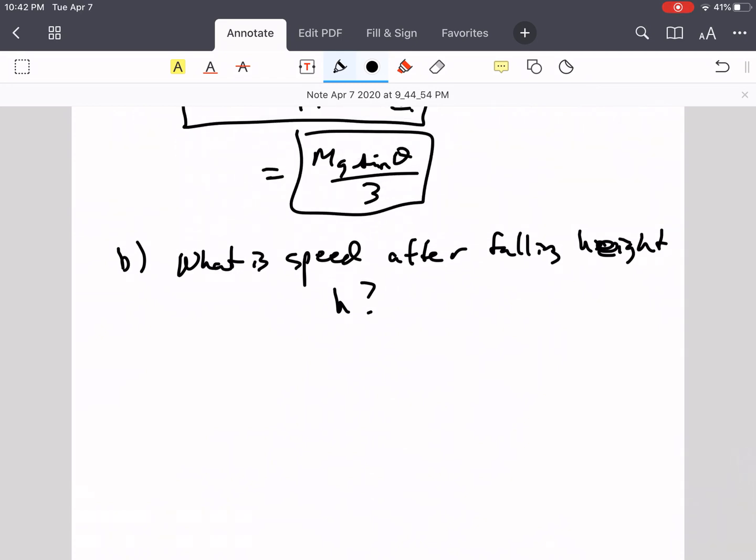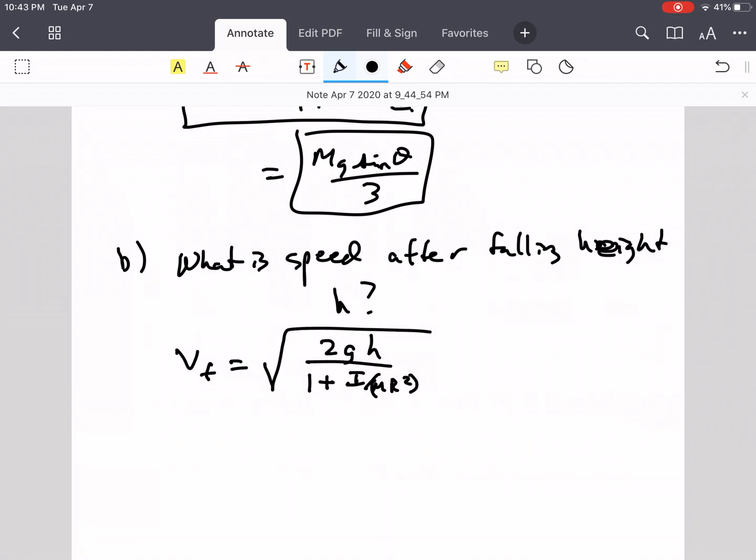The speed, v final, is just this formula I told you last time on the last problem. Root 2gh over 1 plus I over mr squared. Which again, for this particular version, where I have a cylinder, is root 4gh over 3. Not particularly exciting. All right, so that's my final velocity.